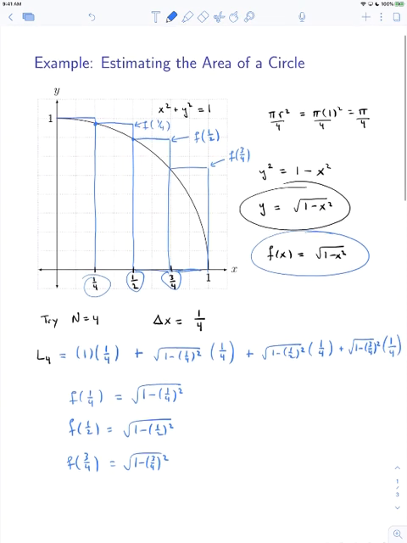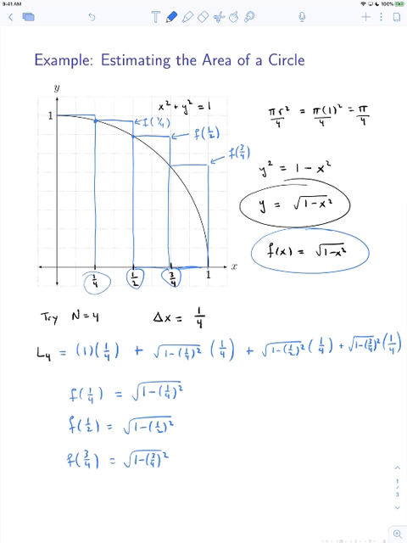Now this is the thing that I want to compute in order to get my sum. Now this is not the kind of thing that I can do in my head, but I can easily do it using a calculator or a computer.